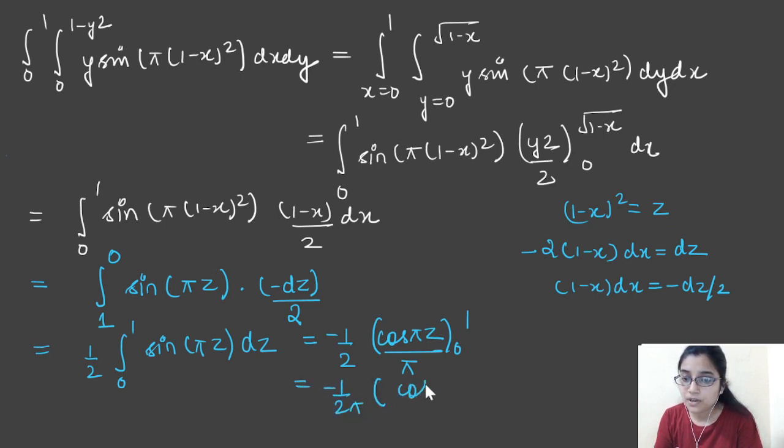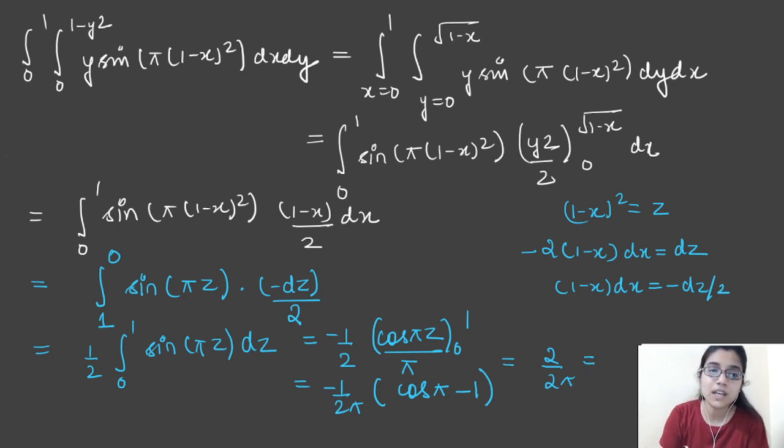Then you keep cos pi because z is 1, and cos 0 is 1. So what answer are we getting over here? We know that cos pi is minus 1. So minus 1 minus 1 is going to be minus 2, so 2 by 2 pi. So what is the answer that you are getting?